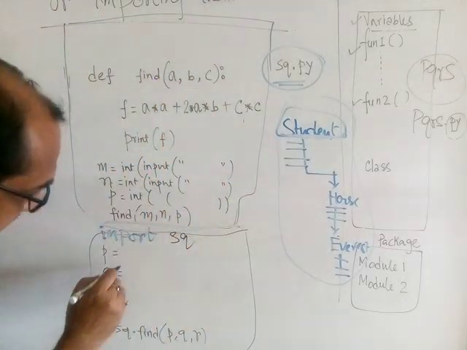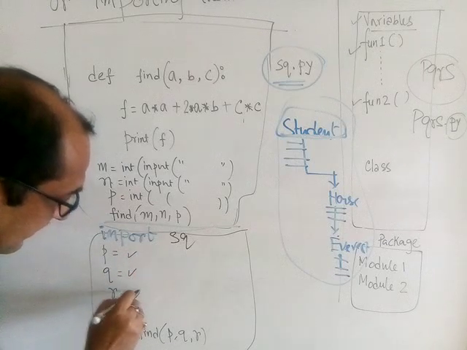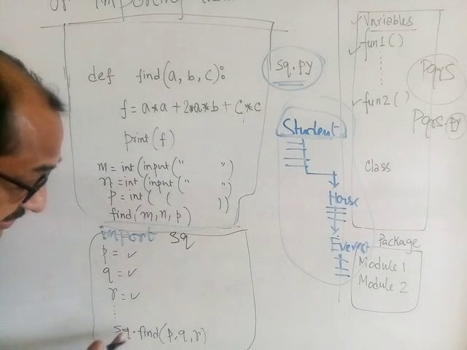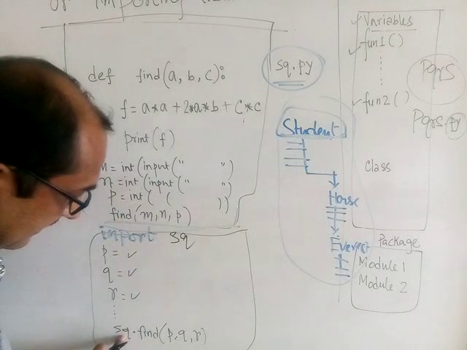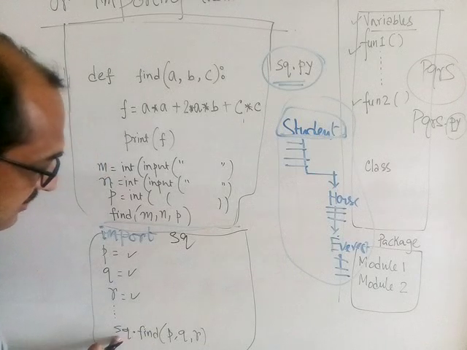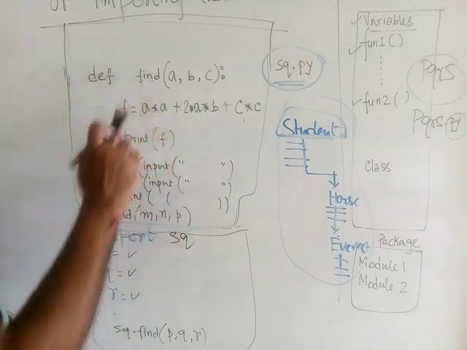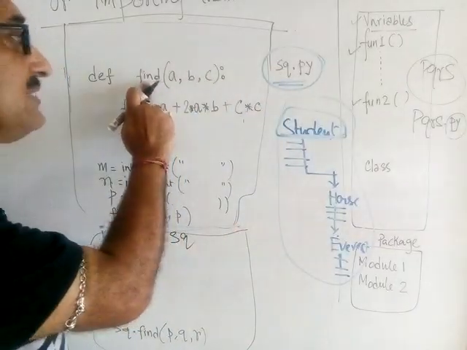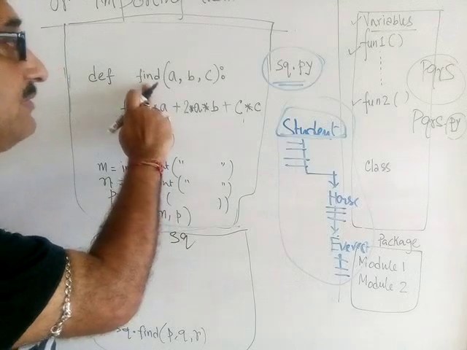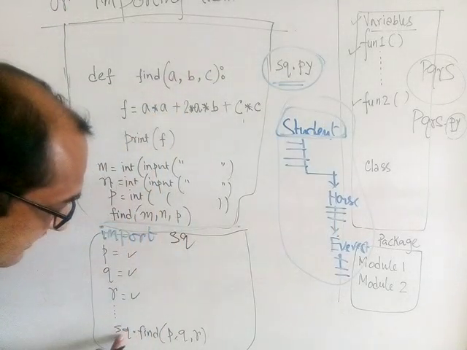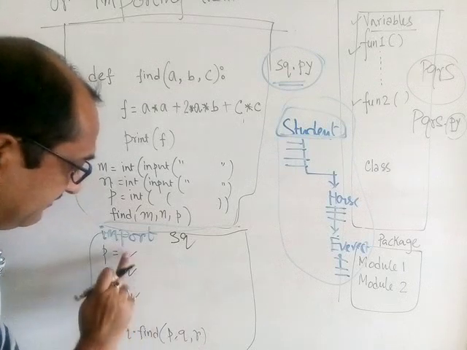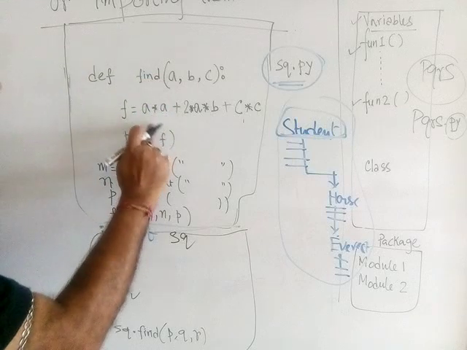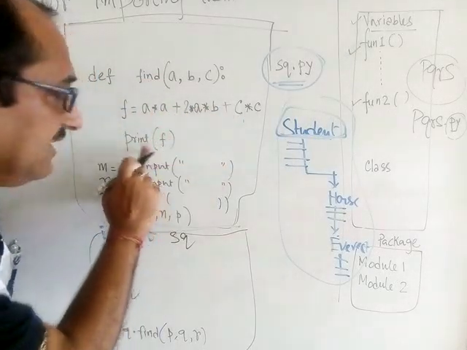And then, look at this, I input three variables p, q and r, and I made use of this function. How did I make use of it? I need to write sq.find. Why sq.find? Because find was a property of the module sq. It was present in the module sq. So I write sq.find and then pass these three values. This will directly call the function and compute the square plus 2ab plus c square and let me know the result.